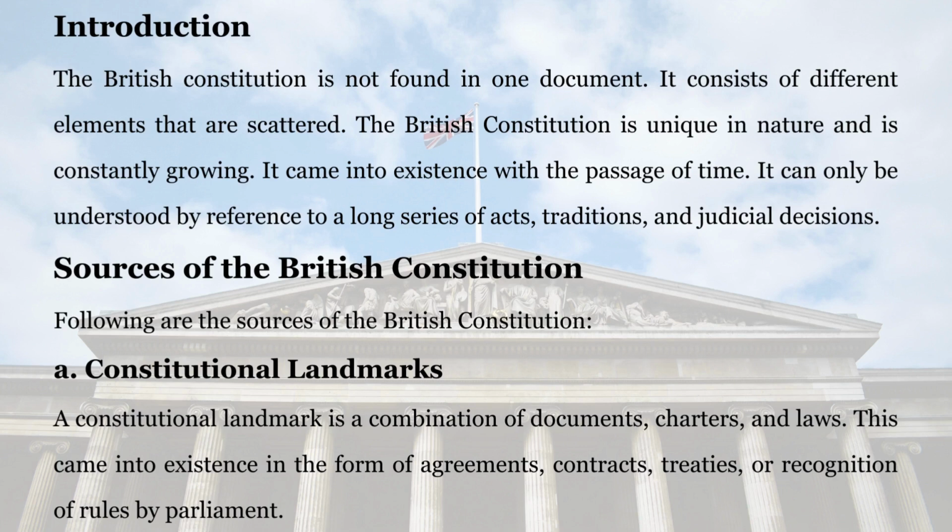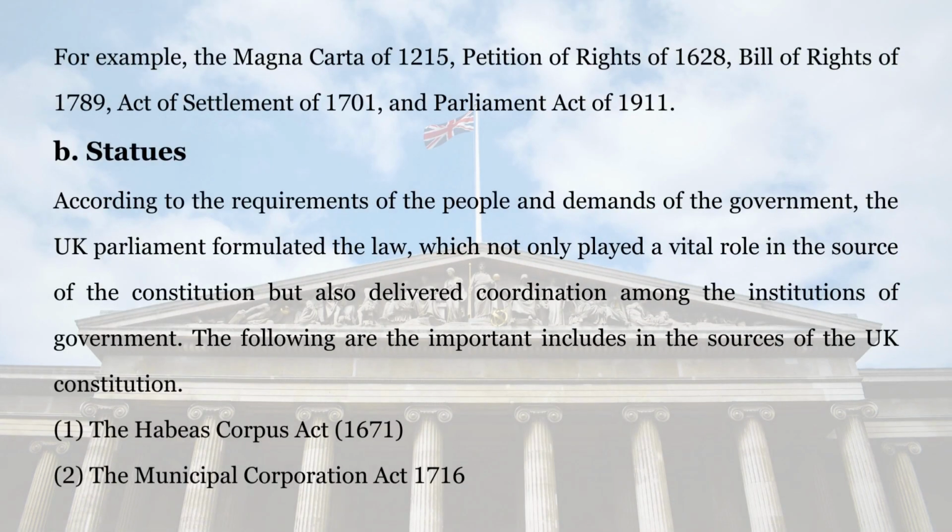Sources of the British Constitution. Following are the sources of the British Constitution. A. Constitutional landmarks. A constitutional landmark is a combination of documents, charters, and laws. This came into existence in the form of agreements, contracts, treaties, or recognition of rules by Parliament. For example, the Magna Carta of 1215, Petition of Rights of 1628, Bill of Rights of 1789, Act of Settlement of 1701, and Parliament Act of 1911.